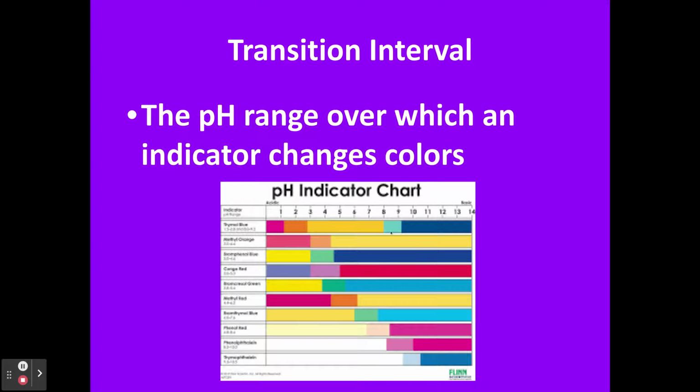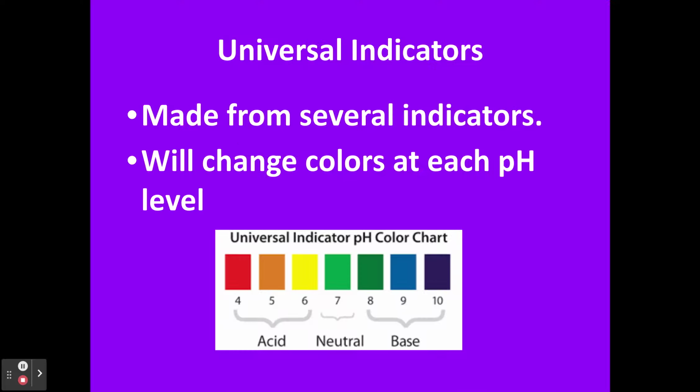Transition interval is that pH level where you get the change. And this is different for different indicators. So for phenolphthalein, when the substance is changing anywhere from 8 to about 10 is where you're going to get that change. If we've got bromothymol blue, the change is between 3 and 5. So this area that you can see where your color's changing, that's called the transition interval.